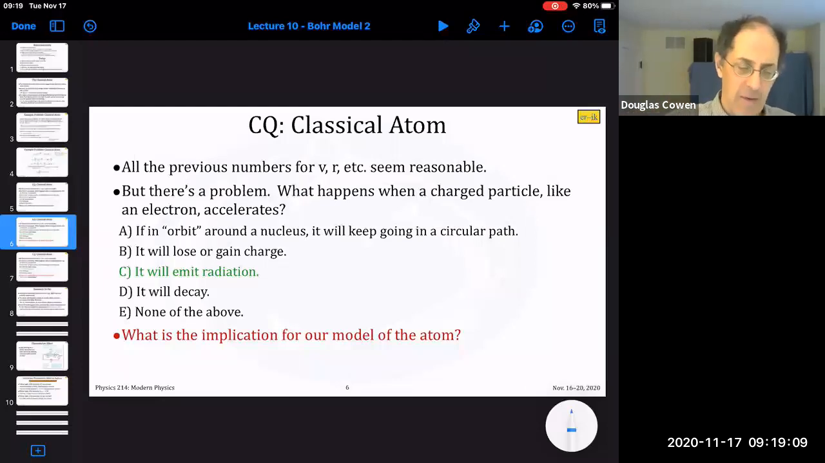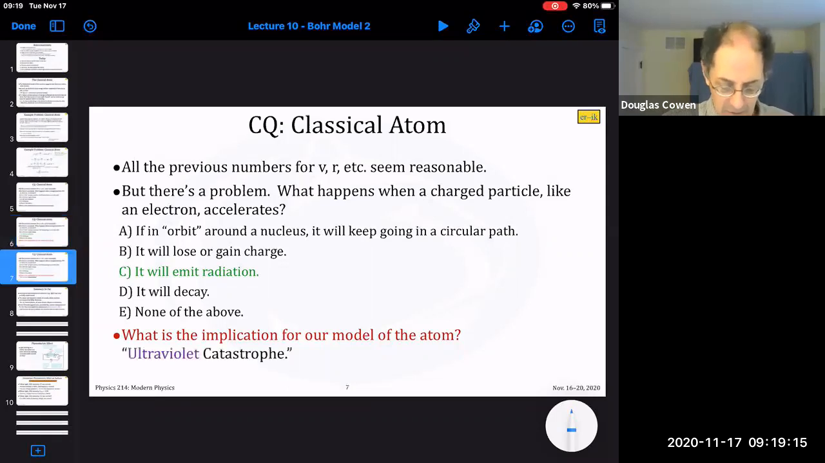So the implication for the model of the atom, this classical model of the atom, is actually rather dire because it predicts that this electron would gradually lose energy and eventually basically collide with the nucleus. And this was referred to as the ultraviolet catastrophe because of the radiation that would be emitted in principle. But of course, this didn't happen, right? Atoms were stable. Electrons did not continuously radiate energy when they were in orbit around a nucleus. So something's wrong with this model.